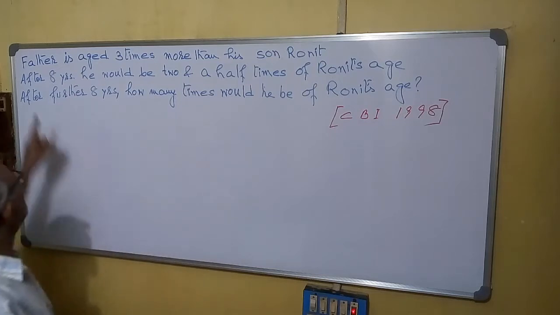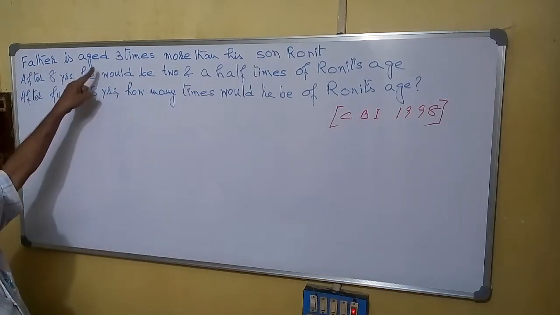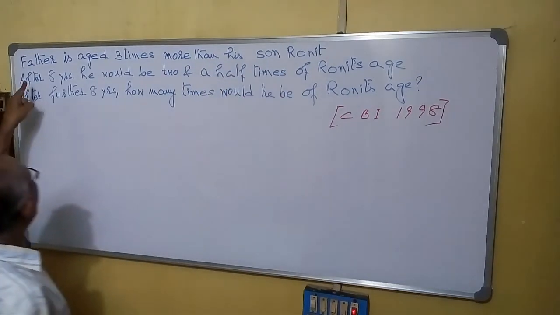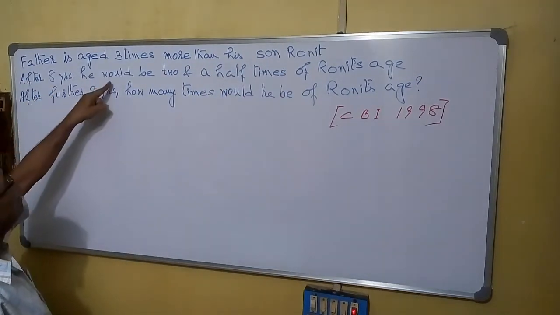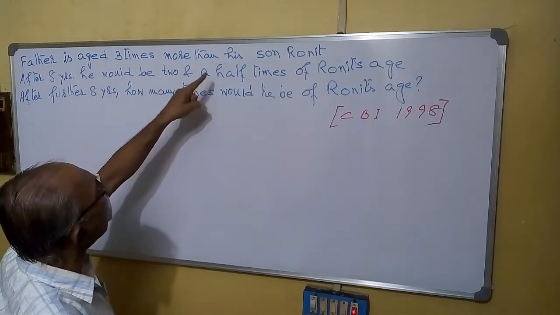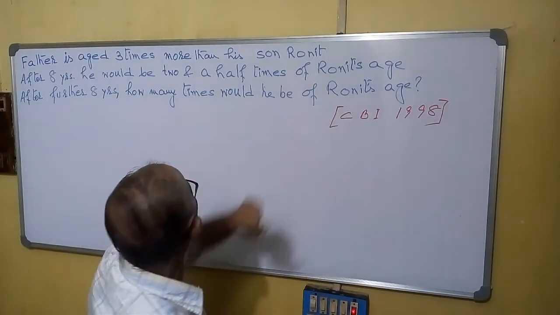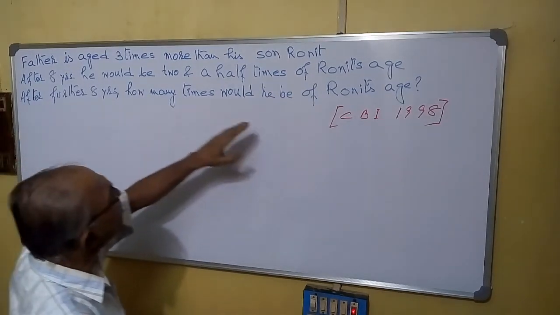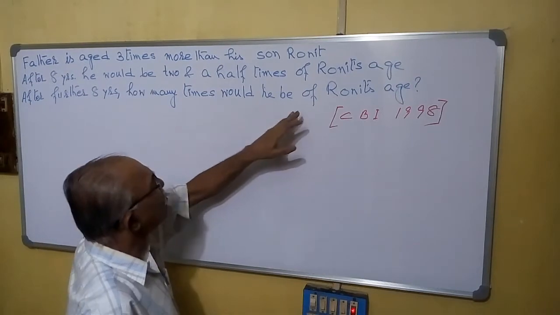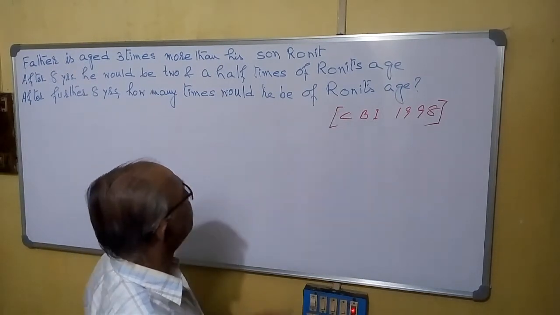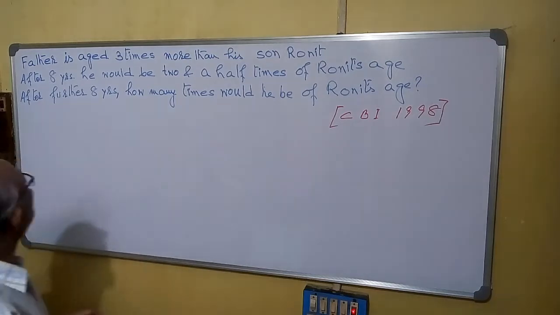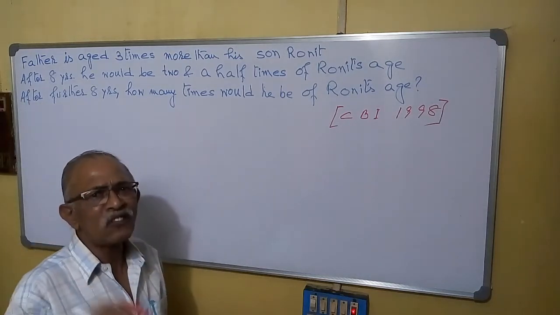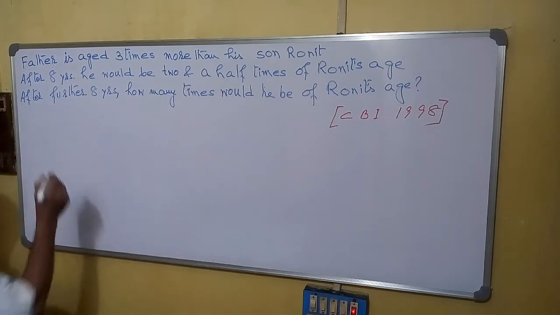Now see this sum. Father is aged 3 times more than his son Ronnie. After 8 years, he would be 2.5 times Ronnie's age. After a further 8 years, how many times would he be of Ronnie's age? That we have to find. Let us assume father's age is F, Ronnie's age is R. It is easy to do in that way.